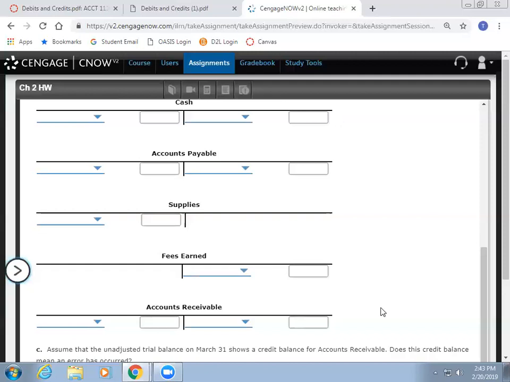Honestly, getting down the journalizing and the posting is the most important part in this class. Once you get that down, we'll learn new journal entries and things like that, but journalizing and posting is going to be throughout all accounting classes, okay?